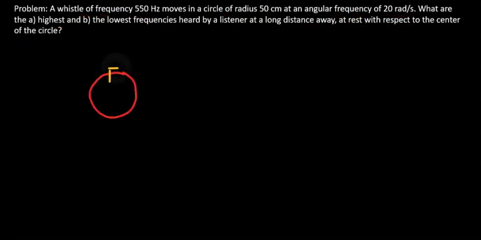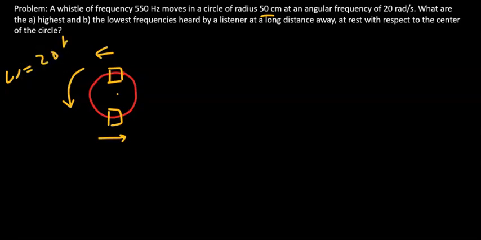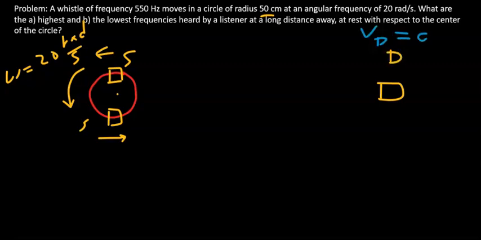So the whistle, which is the source of that sound wave, is moving in a circle like that. At that point it's going to the left, at this point it's going to the right. And the circle has a radius of 50 centimeters, and this turn has an angular speed of 20 radians per second. So that's the source. The detector is some way far away and at rest, so V sub D is 0.